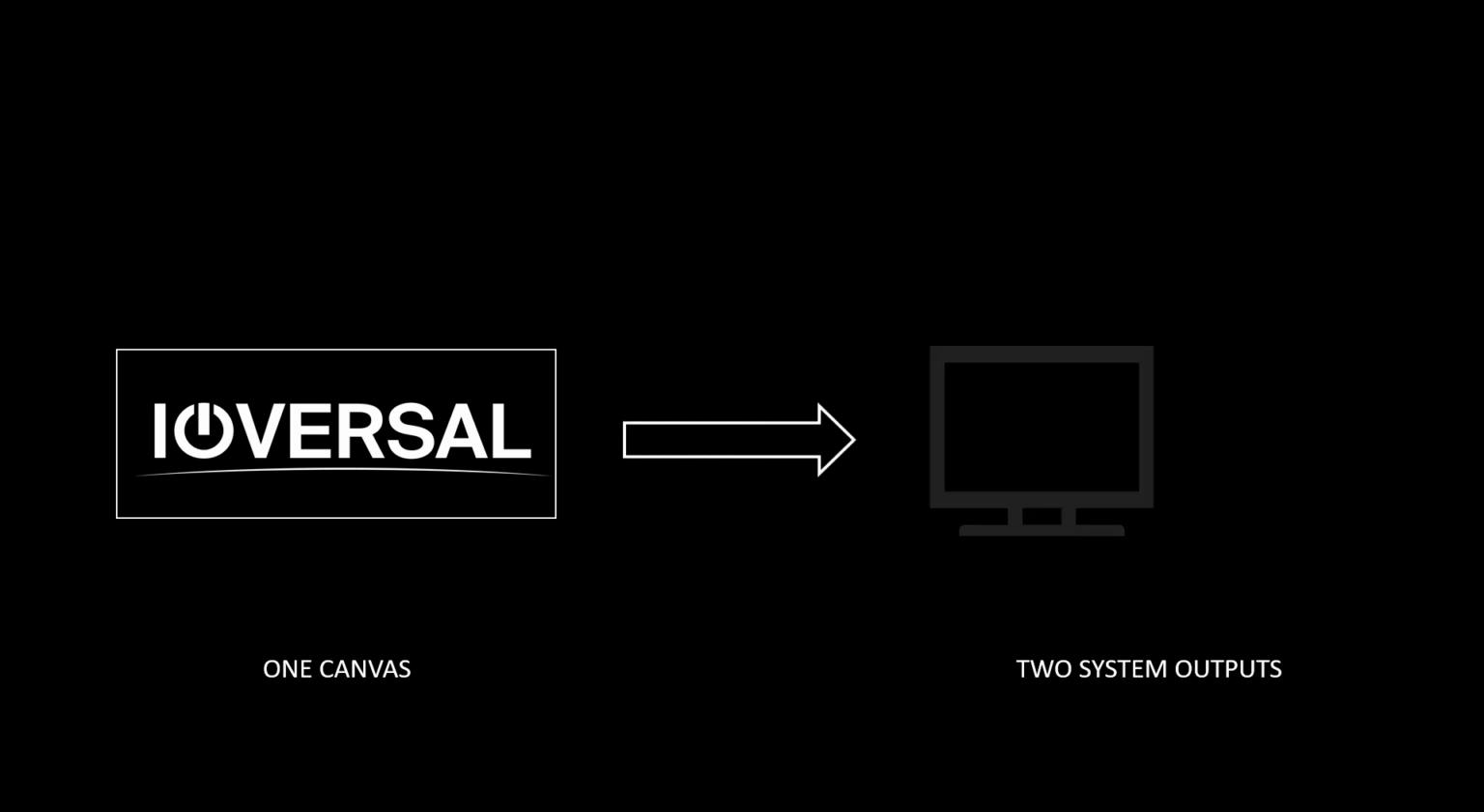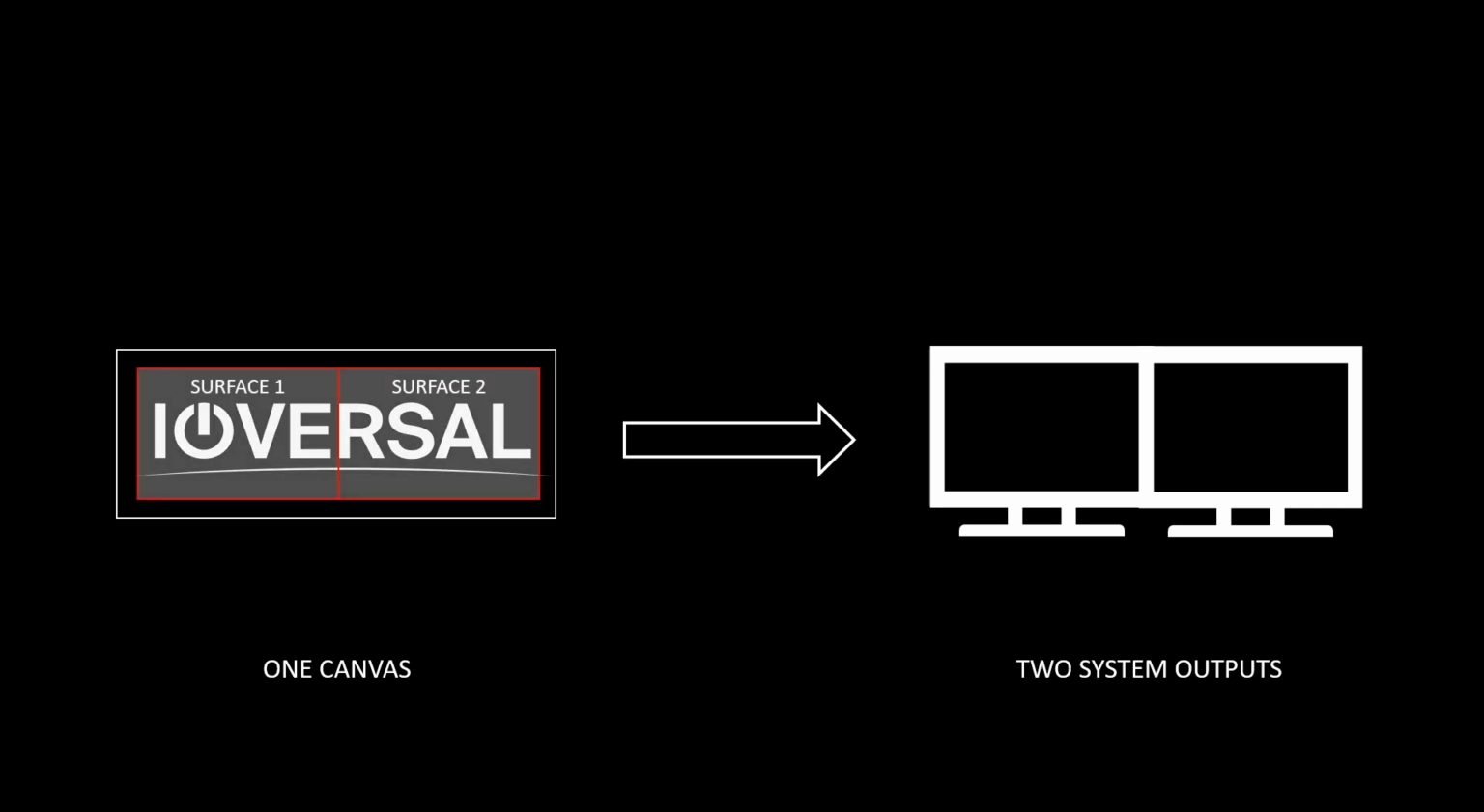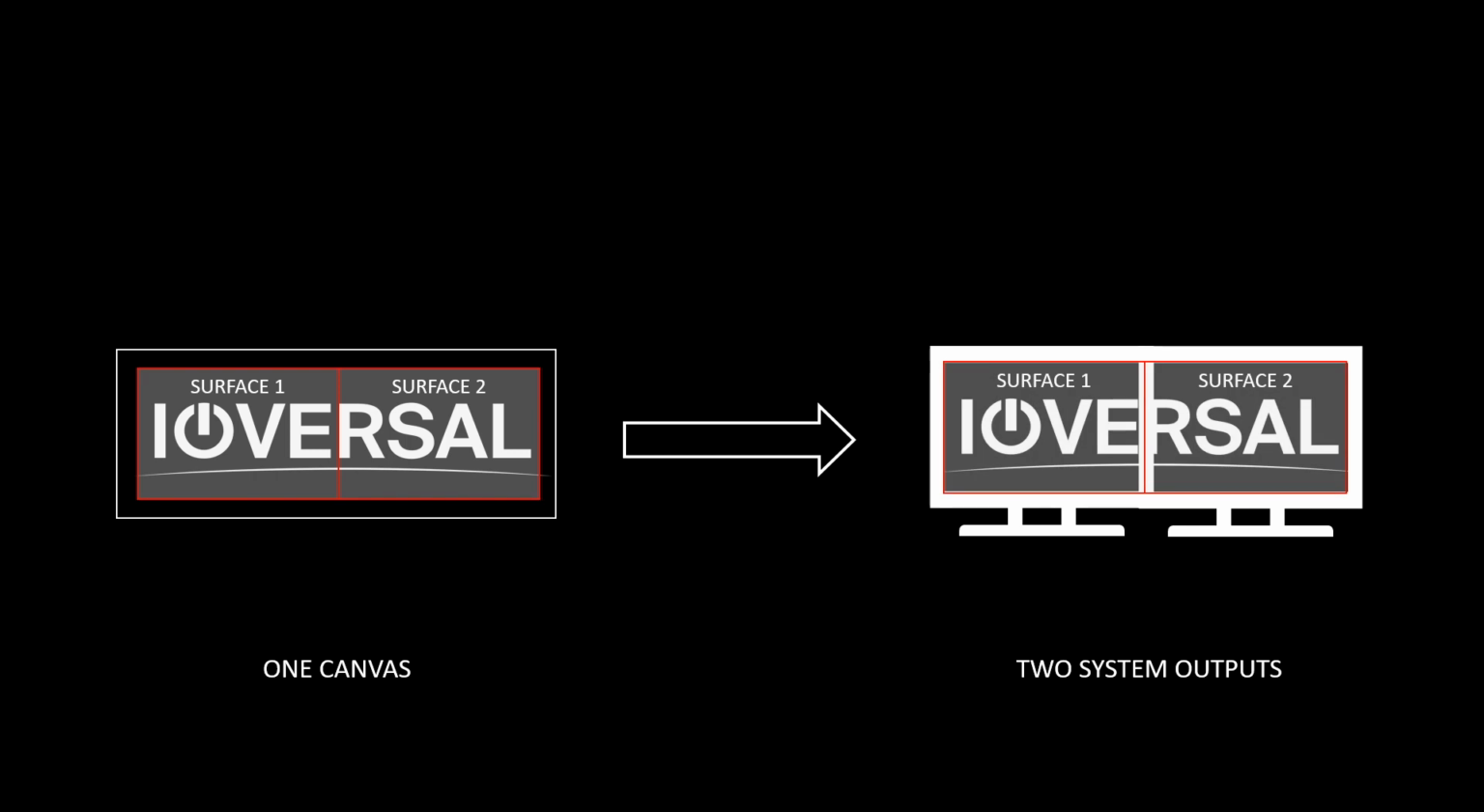Now, let's assume we have a scenery where one large image needs to be played out on two system outputs. We'll need to assign two surfaces now and map each one of them to the corresponding outputs. Let me show you how it's done in Vertex.